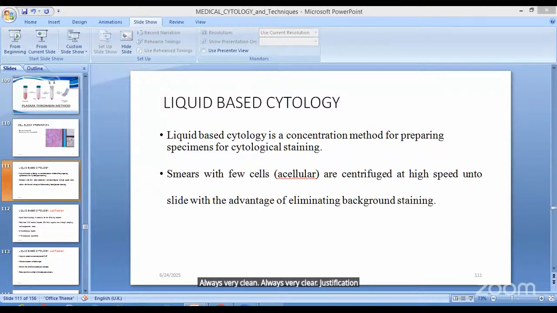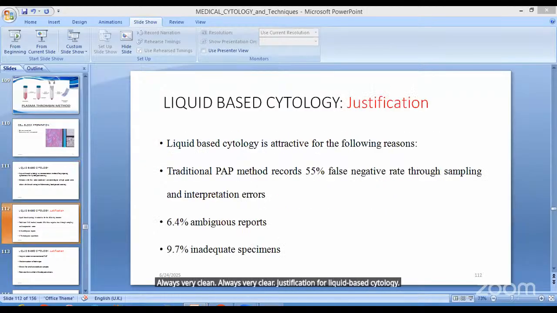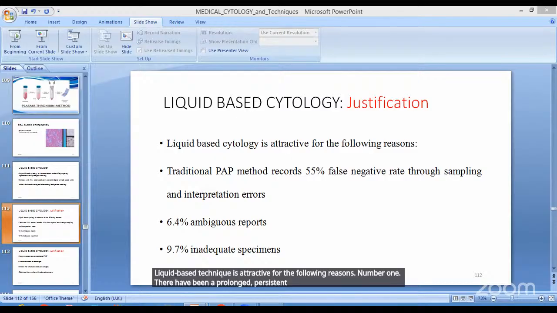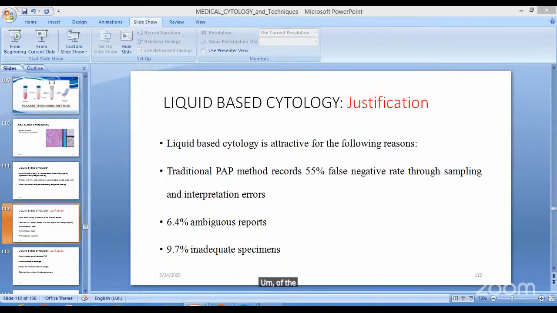Justification for liquid-based cytology. The liquid-based technique is attractive for the following reasons. Number one, there has been a prolonged, persistent disadvantage of the traditional PAP method, whereby 55% of the results are found to be false negative, and very difficult to interpret. 6.4% of the reports from traditional PAP are ambiguous. Experts can't make any good deduction from it.